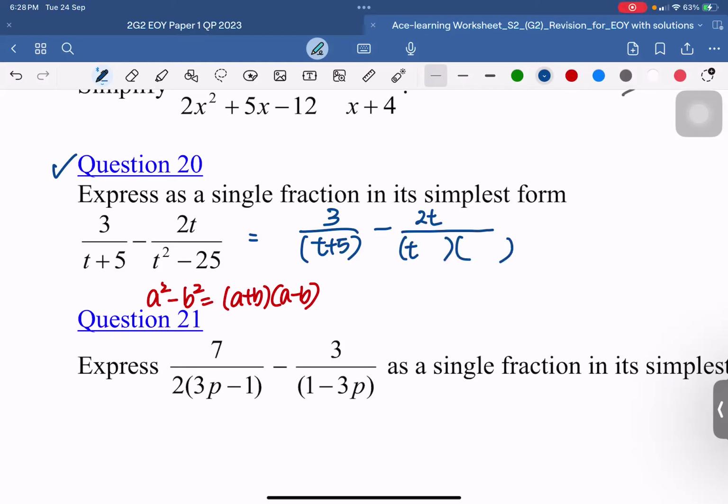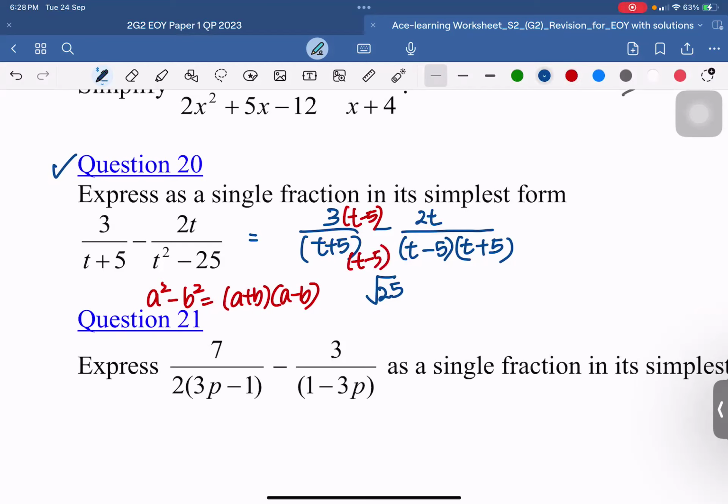t squared minus 25. Not correct. 25 is 5 squared, so 5 times 5. So it's not 25, it's (t minus 5)(t plus 5). You must take the square root of the 25. Then if that is the case, we need to multiply the other fraction by t minus 5.